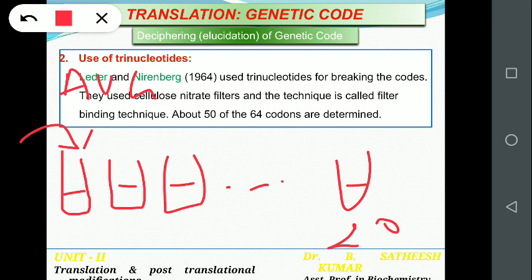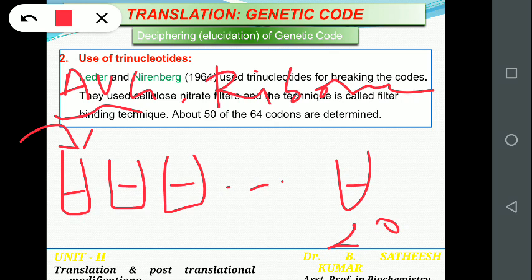Okay, so now they added ribosomes to all the 20 tubes. So now you have nucleotides and ribosomes. Then what happens? This codon, or trinucleotide, binds to the ribosome. So now we have ribosomes bound to the codon.